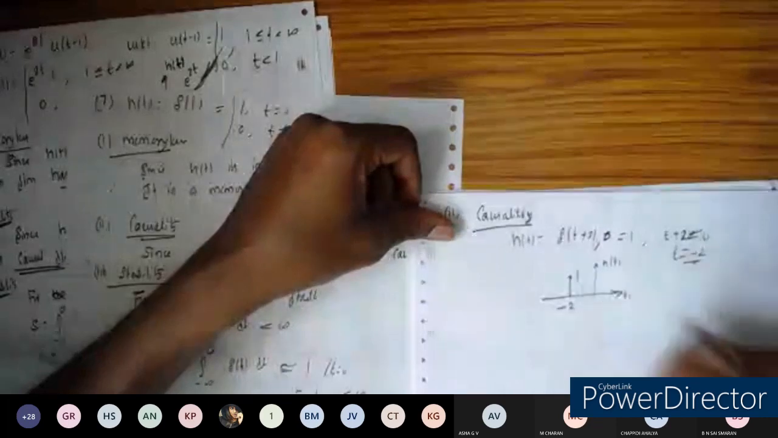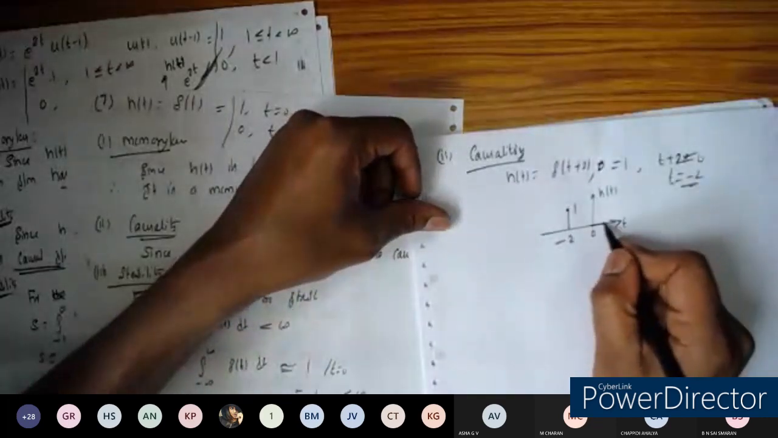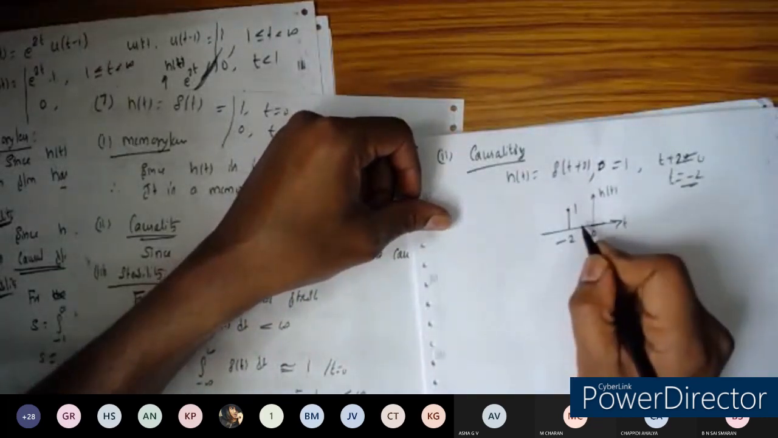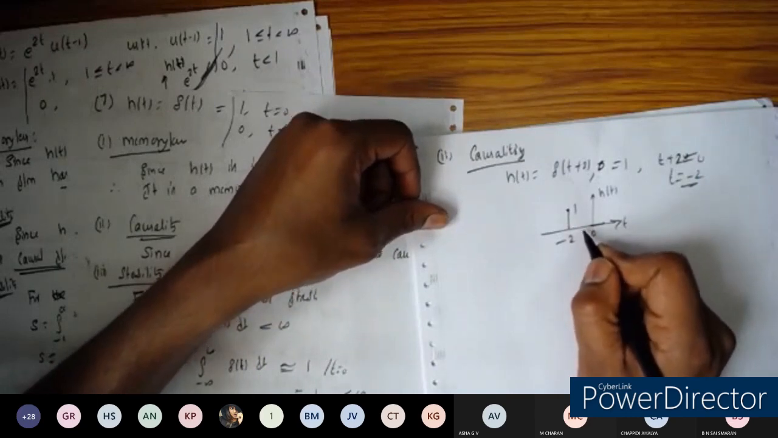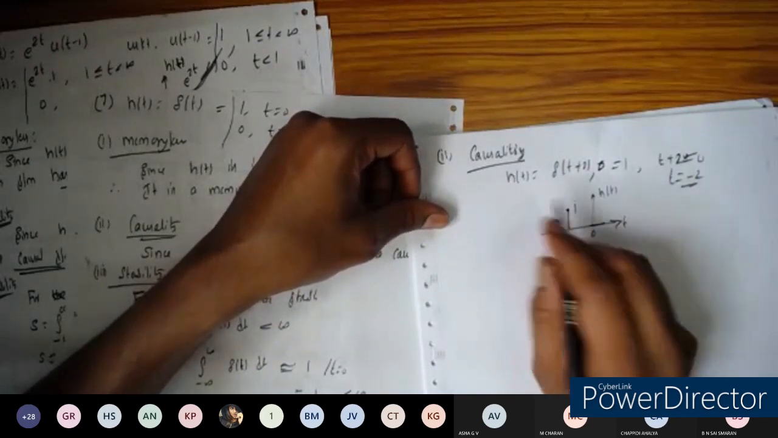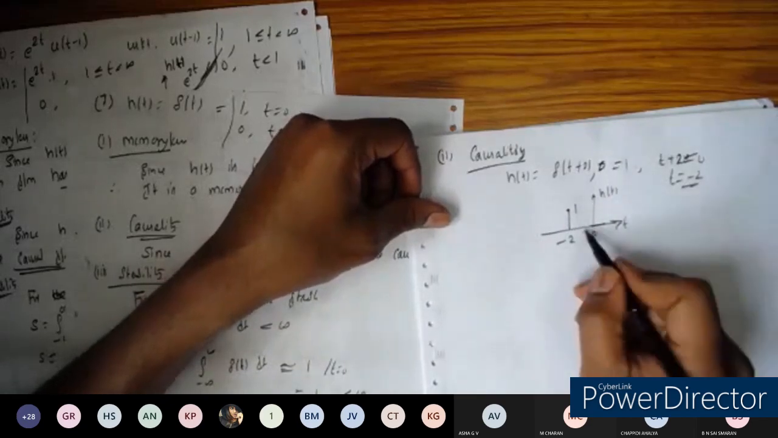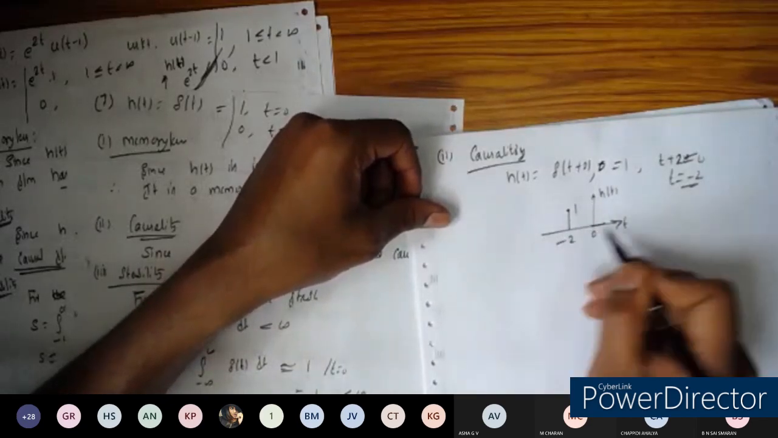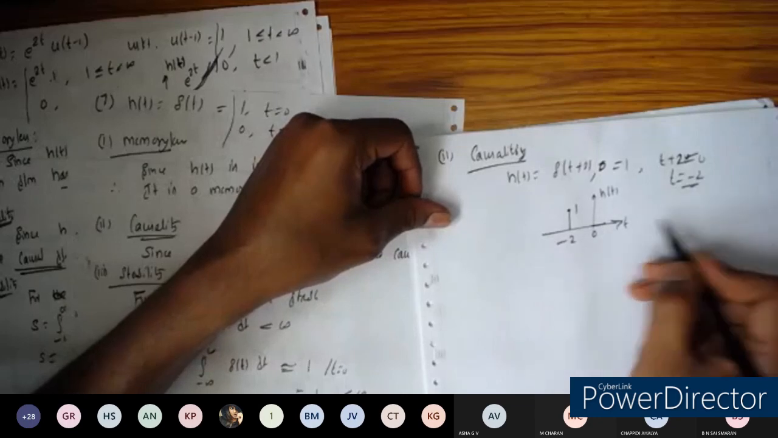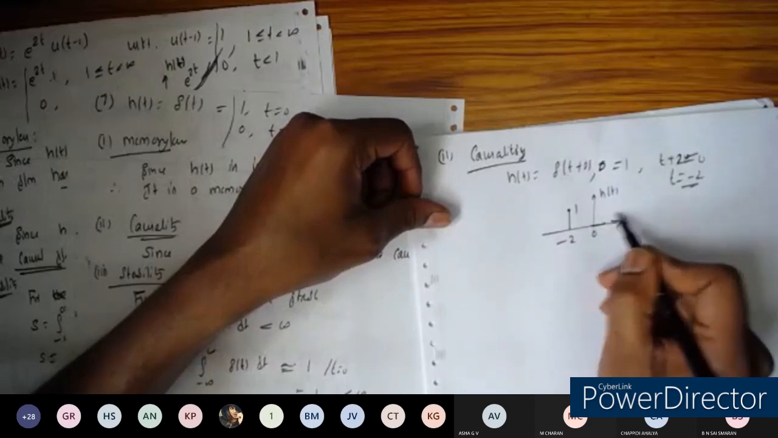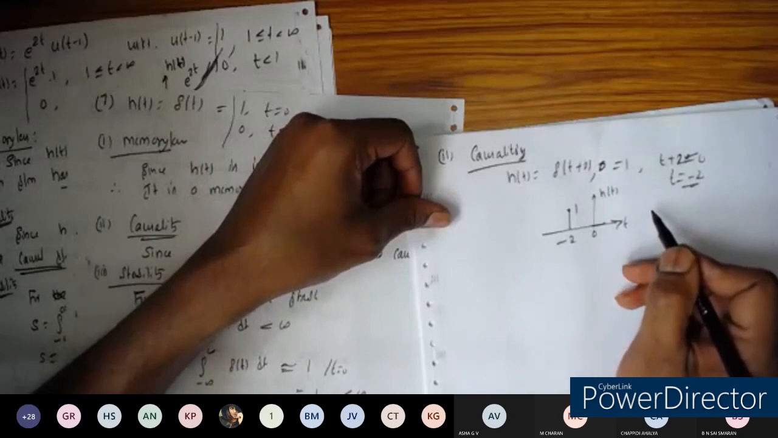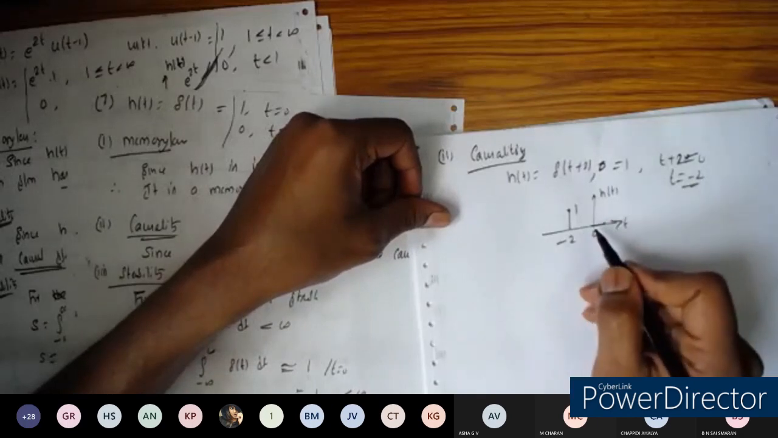The signal is defined having the value 1. So this is the 0 axis and this is the positive axis. It is defined for the negative axis, which means it depends on a future value. We can say that it's a non-causal system here. If it is defined for greater than 0, the positive axis, we can say it's a causal system. Is the concept clear?